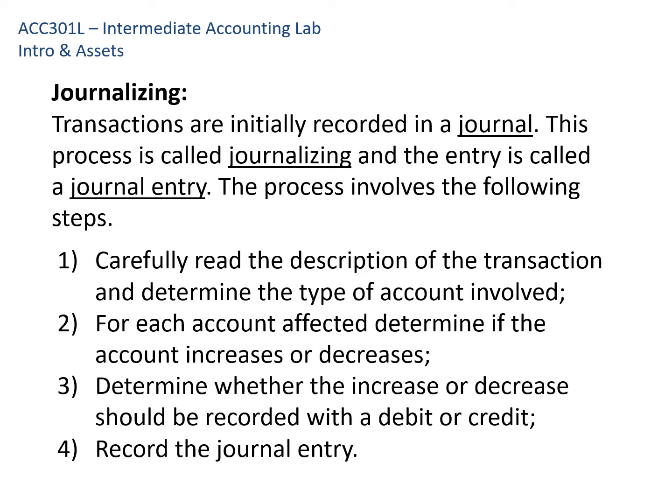So the steps in journalizing an entry are to carefully read the description of the transaction and determine what types of accounts are involved, meaning are they asset accounts, liability accounts, revenue accounts, expense accounts, equity accounts, and so forth. For each account that's affected, determine if the effect is an increase or a decrease in that account. Then determine, based on the account type and the rules of debits and credits, if we record the increase with a debit or a credit, and then record the journal entry. And last, if there's a fifth point there, make sure the debits equal credits in that journal entry.